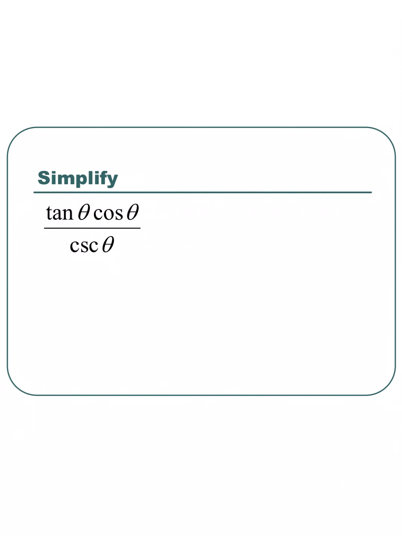All right, so for our next expression, we're going to go ahead and try and simplify this again. I'm going to start by rewriting my tangent and my cosecant using the quotient identity and then the reciprocal identity. So for the tangent, I'm going to say that is sine of theta over cosine of theta times cosine of theta. And then for my cosecant, it is 1 over sine of theta.